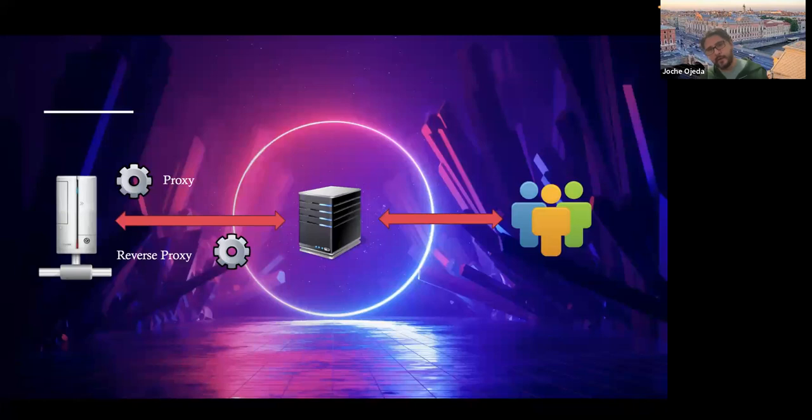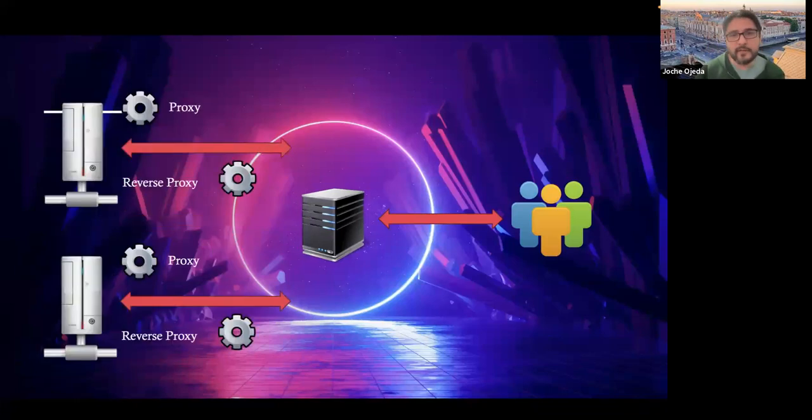You have one virtual host on the Apache web server, and you forward that to one specific application. In the case of load balancing, it's basically the same idea. The difference is that instead of having one set of proxies, you have as many sets of proxies as you want. So that is the same.